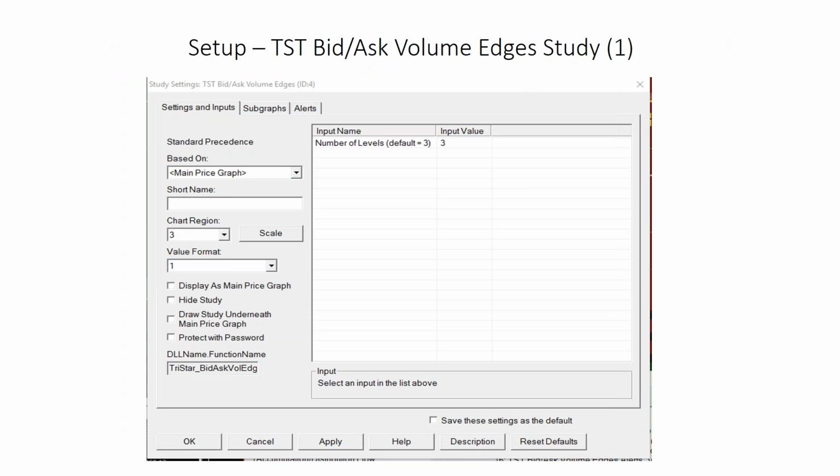So, I wrote a couple of DLLs, a couple of studies, and the first one is the TST. TST is the name of my trading company, TriStar Trading. TriStar is that rare candle formation, anyhow. What this study really does is you can set the number of levels that you want to accumulate in your range bar. So if you have a 100-tick range bar, you could set this to 30.